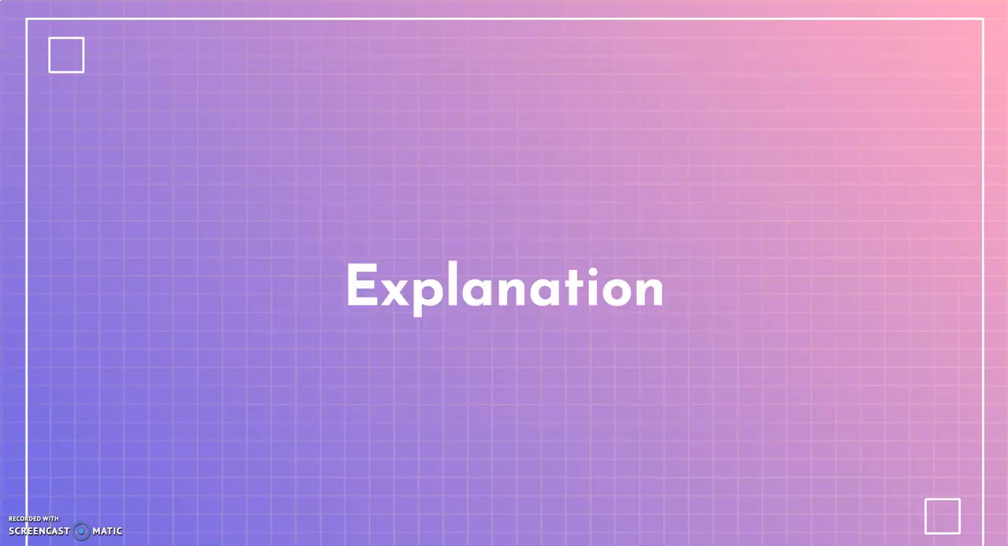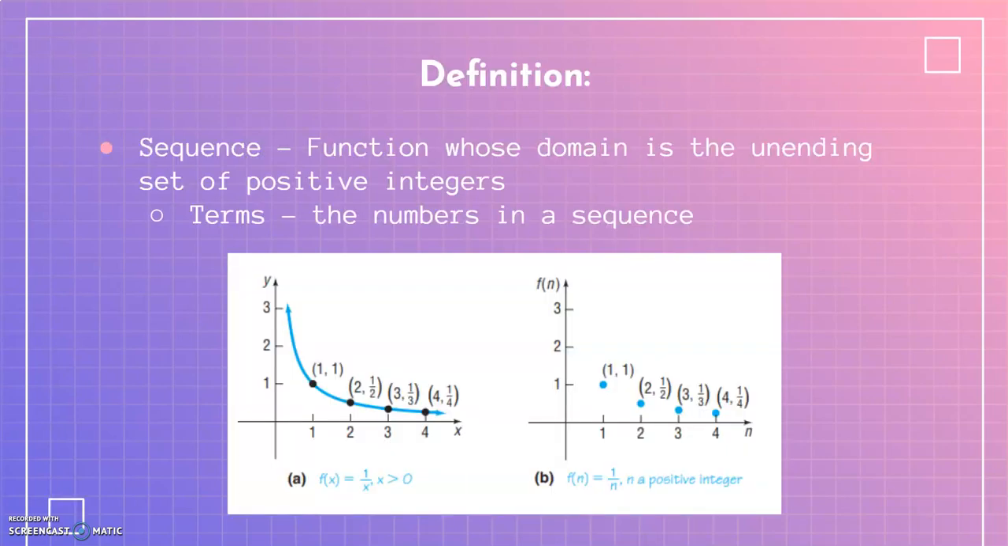First off, a quick explanation about what sequences are. By definition, a sequence is a function whose domain is the unending set of positive integers. Terms can be defined as the numbers in a sequence.